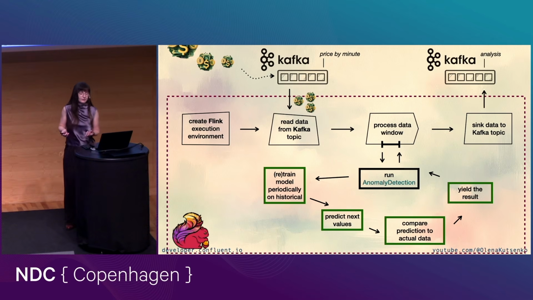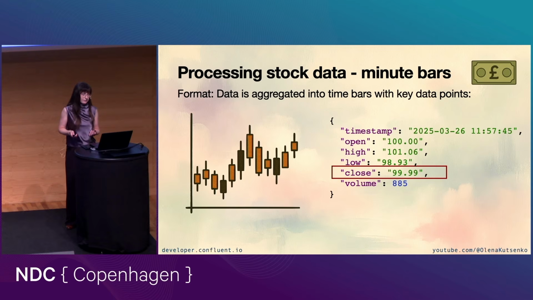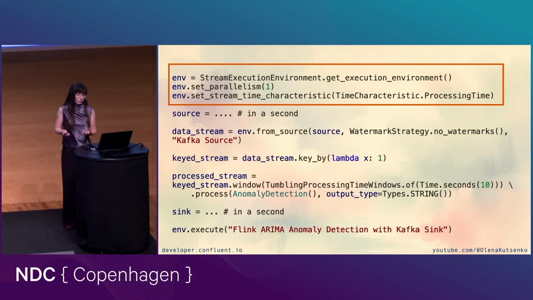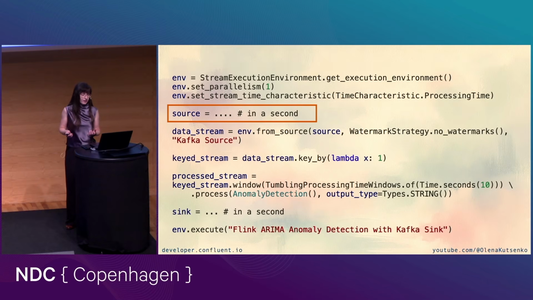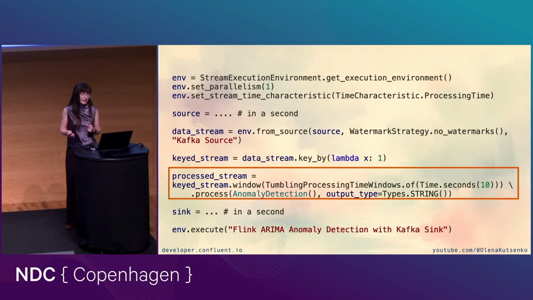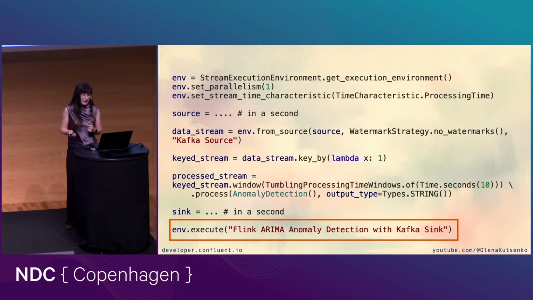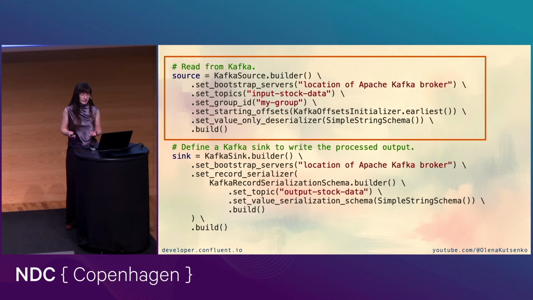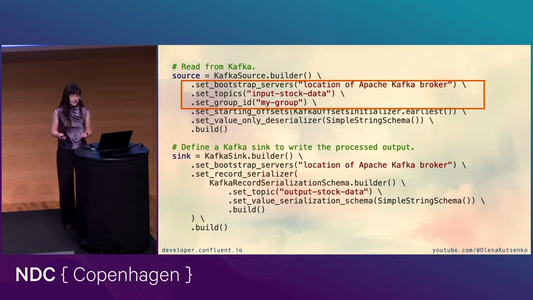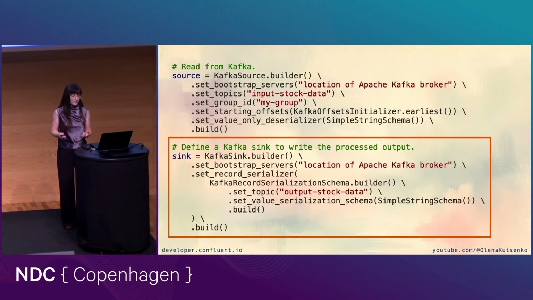In this case, I send the results back to Apache Kafka. For example, if I took some kind of stock value, this is a bit of Python code for Apache Kafka, creating the environment, getting the source, and then processing the data. The source is taken from Apache Kafka, from a specific topic with the stock data which I had, and then sending the data back to Apache Kafka.